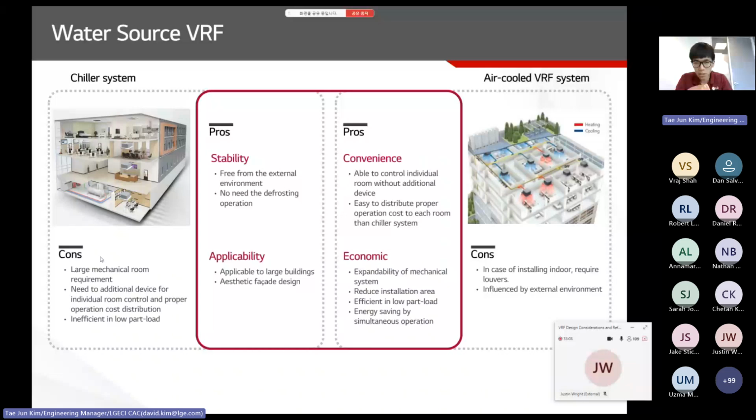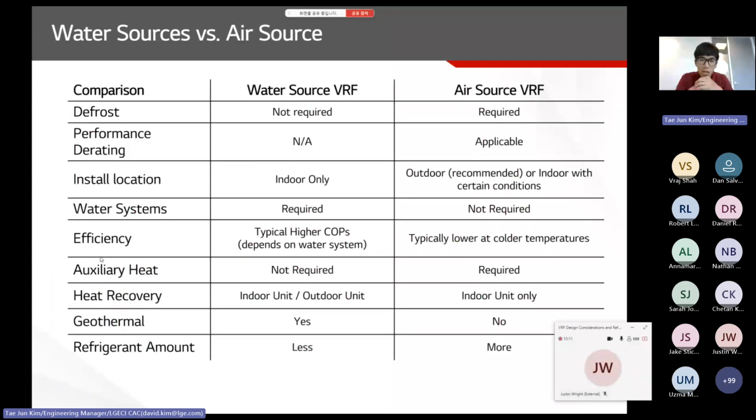So in comparison of the water source VRF to the air source VRF, the defrost operation on the outdoor unit is not required. The performance derating will not happen as long as you have a proper water supply. Installation location is usually indoors for the water source VRF. And yes, you're going to need a water system, either through geothermal or a cooling tower and boiler system. Efficiency, because there is no derating, is typically higher than the air source VRF system. And because there is no derating, you don't need the auxiliary heat.